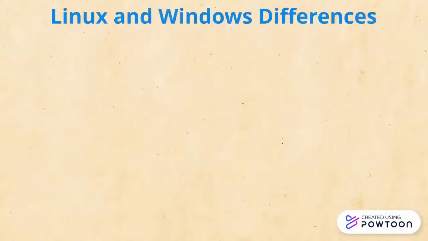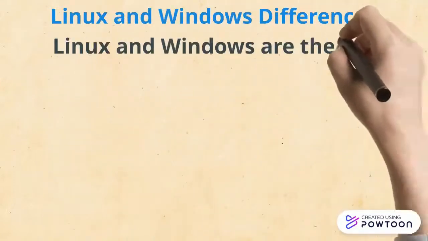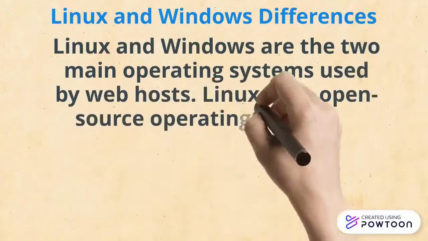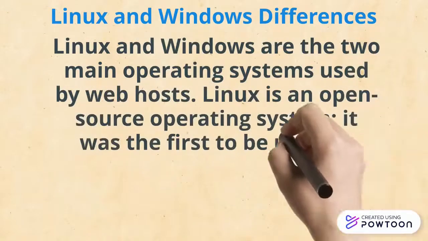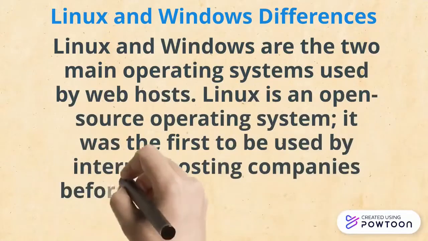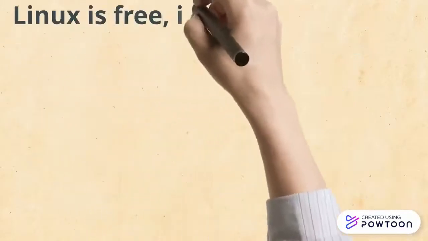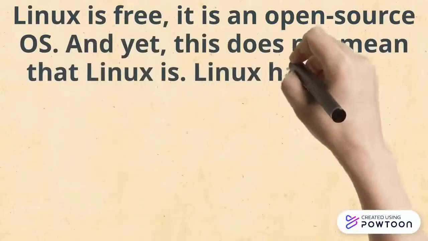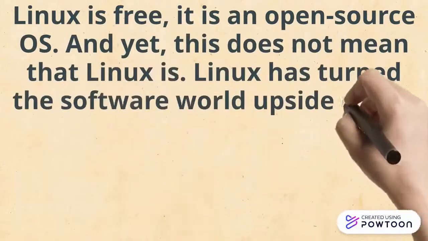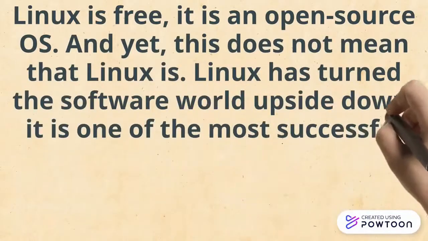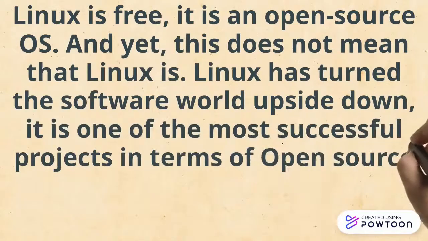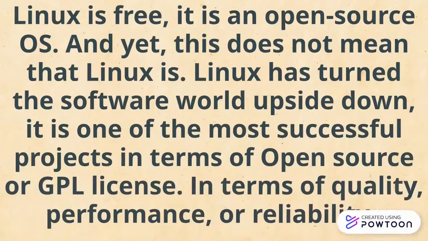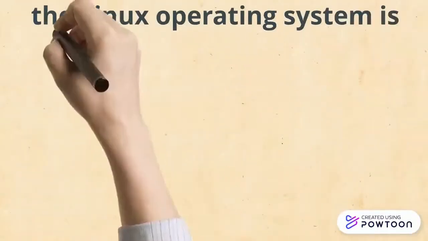Linux and Windows differences. Linux and Windows are the two main operating systems used by web hosts. Linux is an open-source operating system. It was the first to be used by internet hosting companies before Windows followed suit. Linux is free, it is an open-source OS. And yet, this does not mean that Linux is lacking in quality. Linux has turned the software world upside down. It is one of the most successful projects in terms of open source or GPL license. In terms of quality, performance, or reliability, the Linux operating system is on par with Windows.